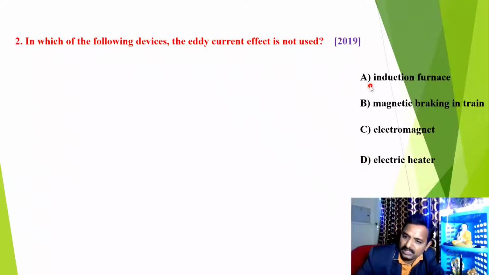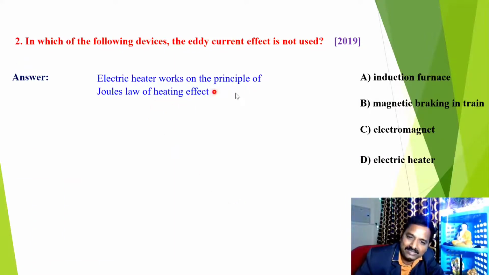If you observe here, options A, B and C are the applications of eddy current. And option D is electric heater, which is the application of Joule's law of heating effect. See the answer here. Electric heater works on the principle of Joule's law of heating effect. So from the given options, option D is the answer.